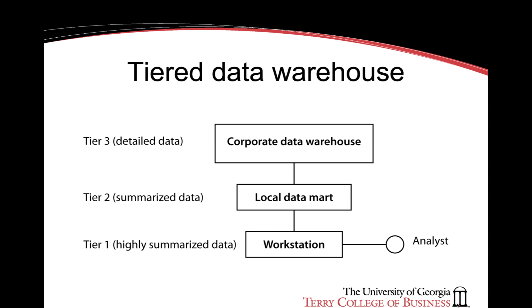The third type of data warehouse structure is the tiered data warehouse. In a tiered data warehouse, there are multiple levels where the corporate data warehouse stores detailed data about transactions about the organization. Subsequently, a variety of local data marts are established that take the data from the corporate data warehouse and summarize it. And these summarizations can be at a variety of levels. They can be level of the product, they can be level of the region, they can be level of the business unit. And this summarized data is a tier 2 level data warehouse.